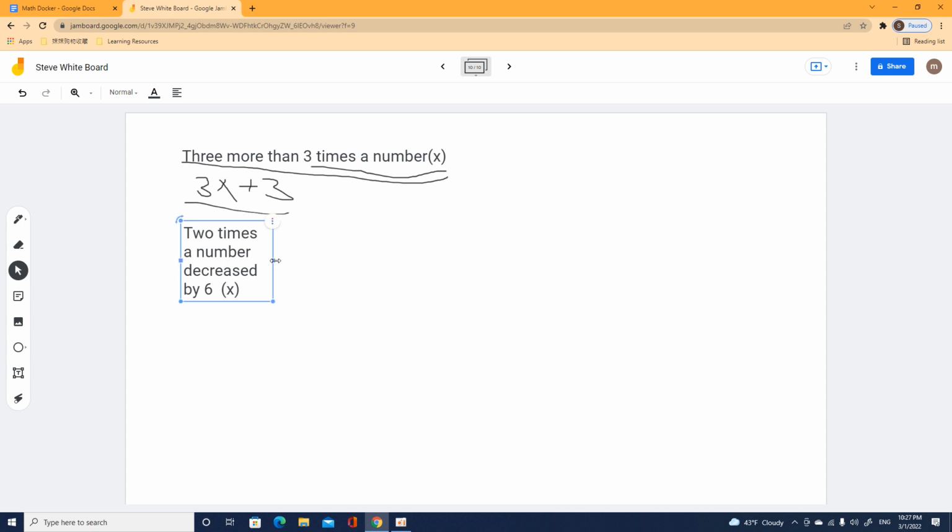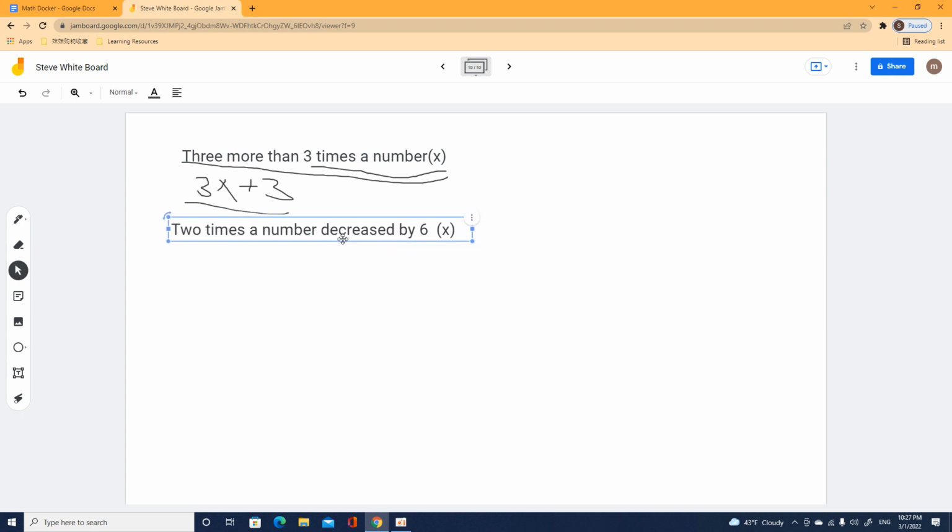Here we see times and decreased, so times we should think about the multiplication. Decrease we should think about the subtract. So we first care about this part, 2 times the number, so the number is x, that means that should be 2x. Then decrease by 6, so 2x minus 6. This is the whole sum.